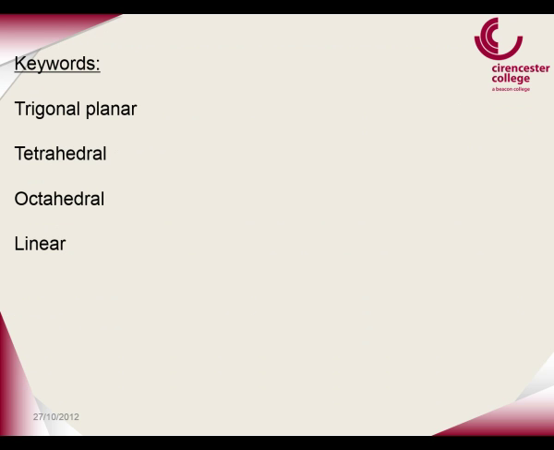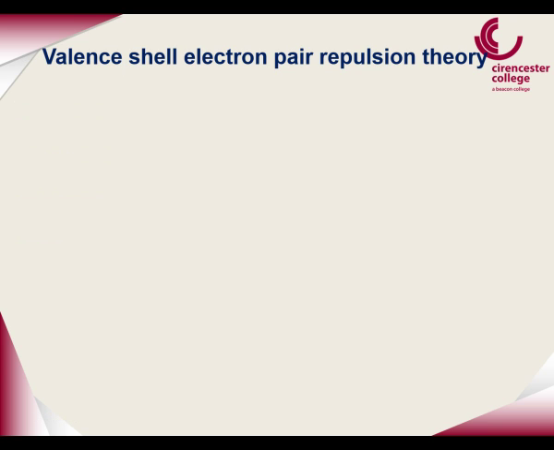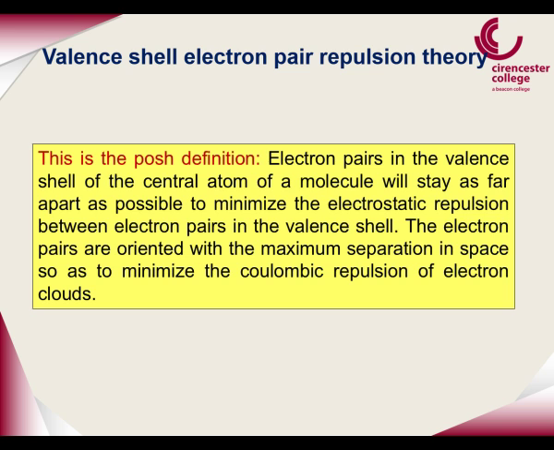Your keywords for today are trigonal planar, tetrahedral, octahedral, and linear. Valence shell electron pair repulsion theory, better known as VSEPR. And this is the definition. Electron pairs in the valence shell of the central atom of a molecule will stay as far apart as possible to minimize the electrostatic repulsion between electron pairs in the valence shell. The electron pairs are oriented with the maximum separation in space so as to minimize the Coulombic repulsion of electron clouds.